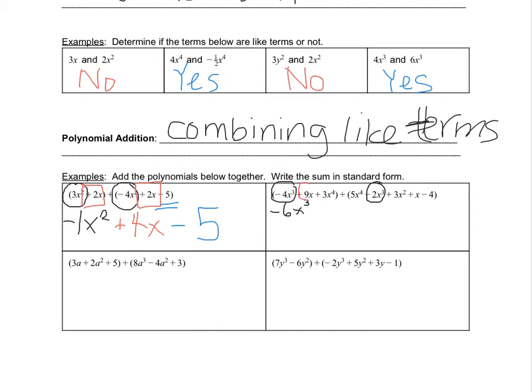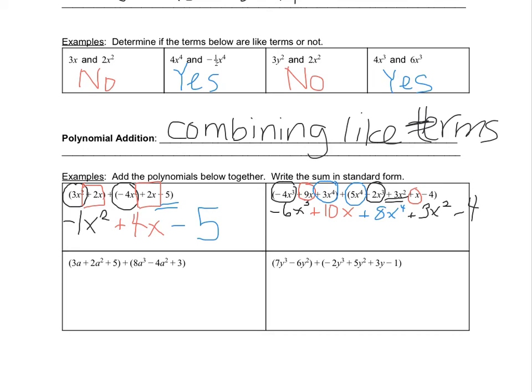Next up, I've got this 9x, and are there any others that just have an x? Yep, I've got this plus x right there. So this is going to be plus 10x. Now I've got a 3x to the fourth, and I see there's a 5x to the fourth. So if I combine those, that becomes an 8x to the fourth. And then I can see I've got these terms that don't have partners, no like terms. So this is plus 3x squared and a minus 4.